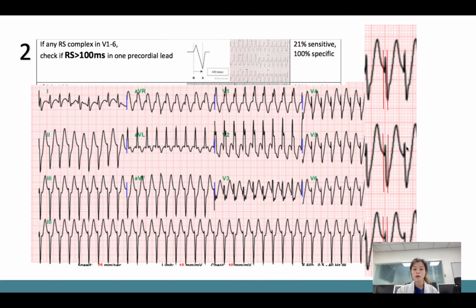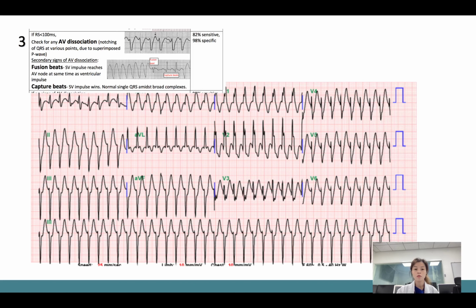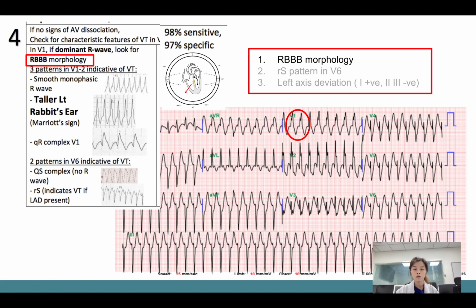We proceed to step 2, which would be the RS interval in the chest leads. In our patient, the RS interval is less than 100 milliseconds. So we proceed to step 3. The third step would be looking for any AV dissociation. In our ECG, we could not see any discrete P wave, could not see any fusion beats or capture beats. So this ECG did not show any AV dissociation. And then we go on to the last step.